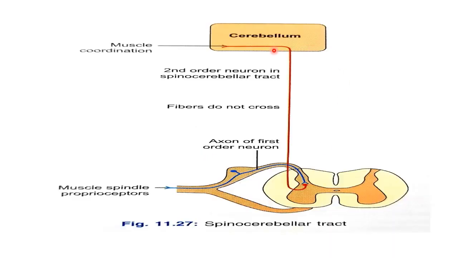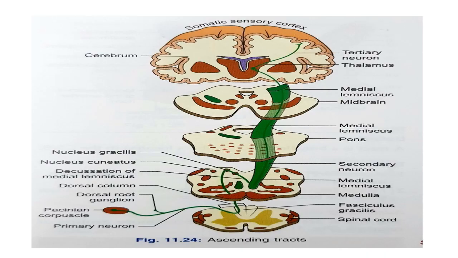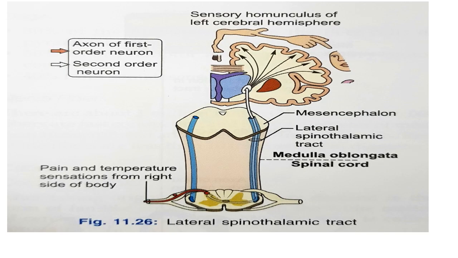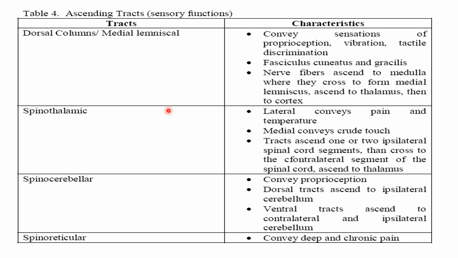And if they relay in the cerebellum, then it is called spinocerebellar tract. Do not forget the terminology, spinocerebellar tract. If they relay in the thalamus, it is spinothalamic, lateral spinothalamic or anterior spinothalamic. So what we will find, the axons may ascend in the lateral spinothalamic tract, or they may form the anterior spinothalamic tract depending upon the location. Again, sensory functions depend upon the tract placement also.